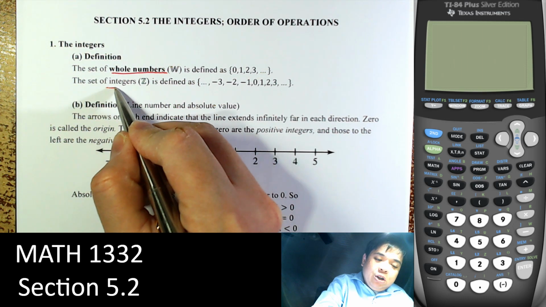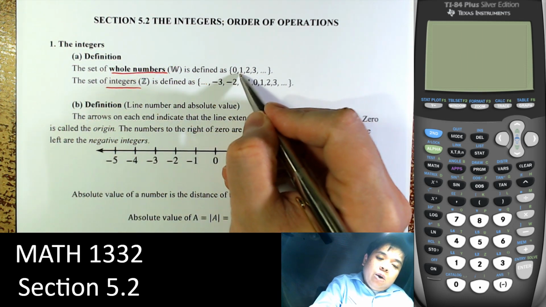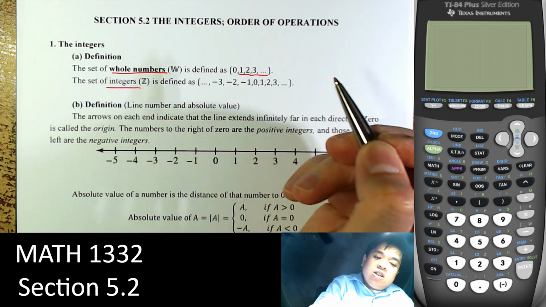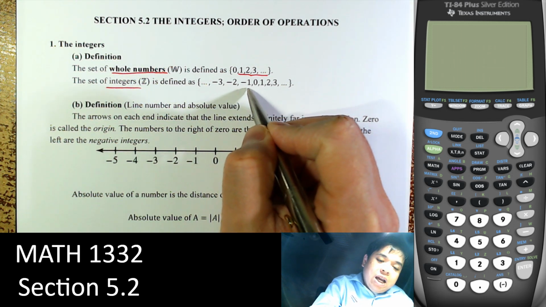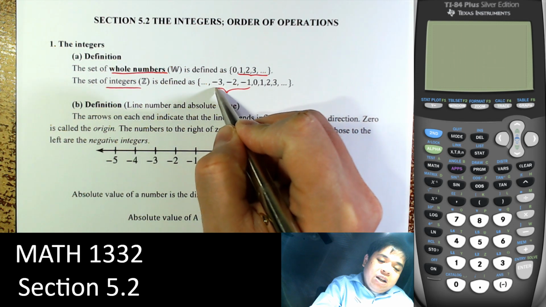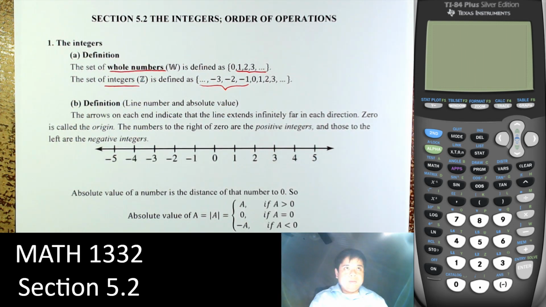and then the set of integers. Whole numbers, we just have natural numbers plus a zero, and integers, we just add the negatives. So the integers have the negatives, the whole numbers don't. Right.